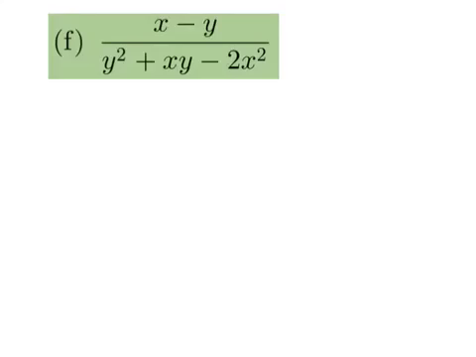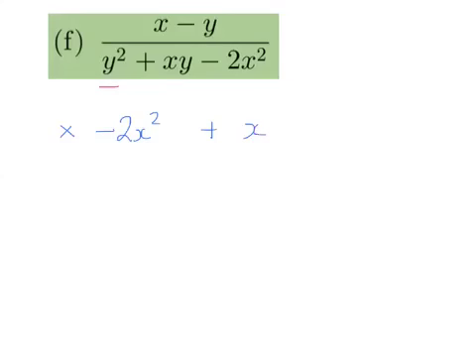Now we're going to choose to think of it as a quadratic in y. The reason is, if we think of it as a quadratic in x, then we have a very ugly non-monic. So now we want two numbers or expressions that multiply to give minus 2x squared and add to give x. Now this isn't so hard.